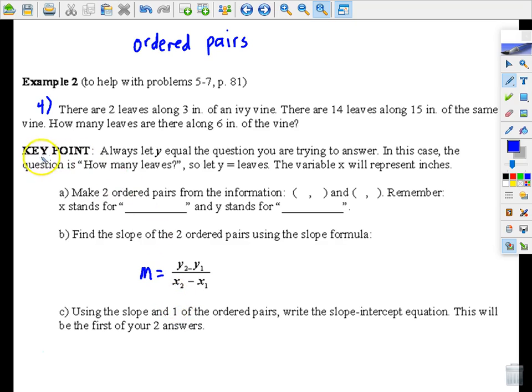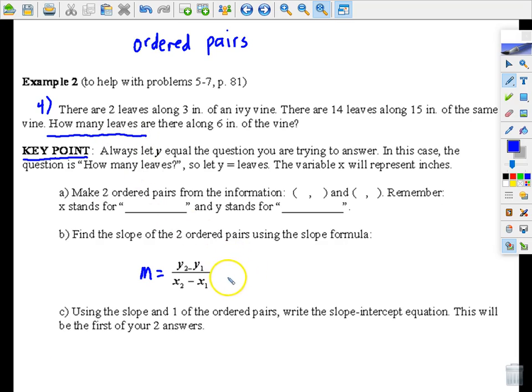But here's the key, and I've identified it for you in your notes. Of these numbers, I've got a pair of numbers right here that are related, 2 leaves along 3 inches of vine. Those 2 numbers are going to be used in an ordered pair. The big question is, which of these numbers represents the x of the ordered pair, and which one represents the y? Here's how you always know that answer. I want you to go to the question that is being asked.